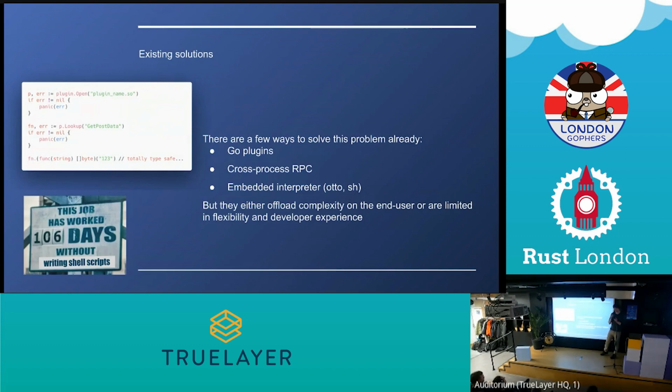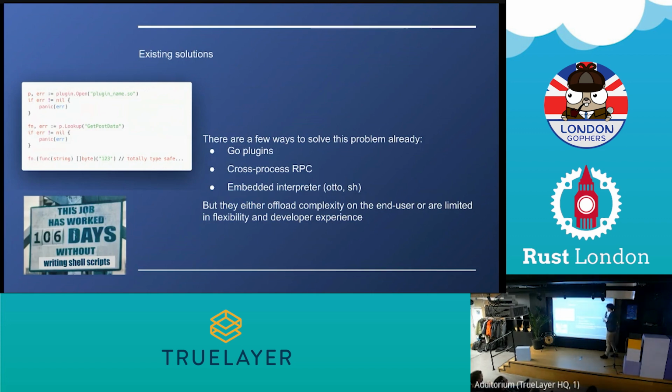Another way of doing this, which I've seen quite a few pieces of software do, and I've written something that's done it before, is have an embedded interpreter inside your software. So this is effectively like Otto. If you've used Otto, it's basically a pure Golang JavaScript interpreter. Unfortunately, it only supports ES5, I think, and you can't use NPM or Yarn or anything like that. It's basically just for really tiny data manipulation scripts and stuff.